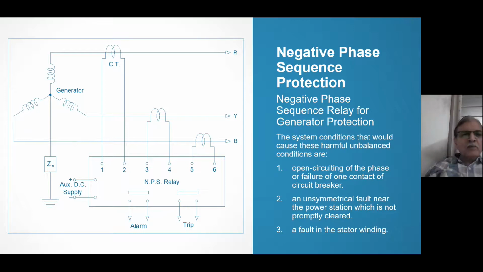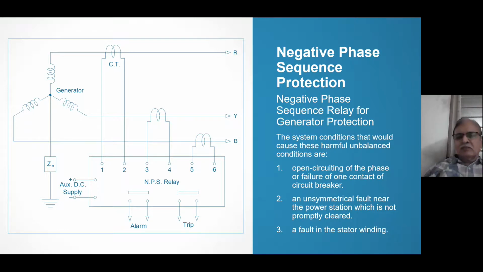But the protection engineer cannot take anything for granted, because as I was telling you, the cost of 2 into 660 megawatt generator is of the order of 1800 crores of rupees. Such a big, costly generator, you cannot take it for granted, and therefore you have to provide the negative phase sequence protection.